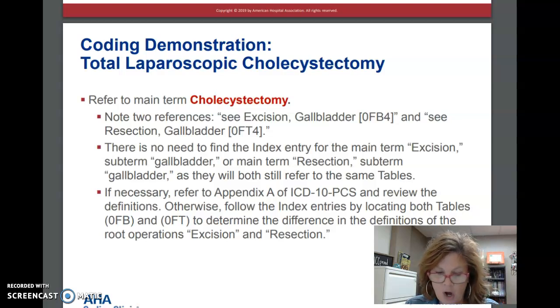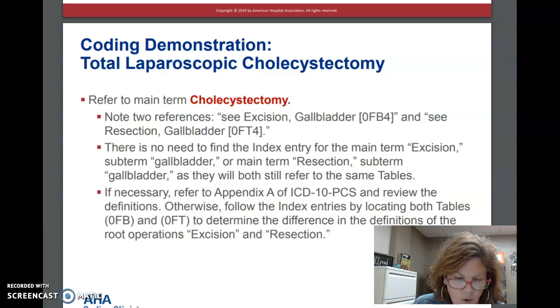So everybody pause, go ahead and check that out. Again, we're going to say the whole gallbladder was taken out. And with that root, again, that's going to be resection. So it's 0FT4.